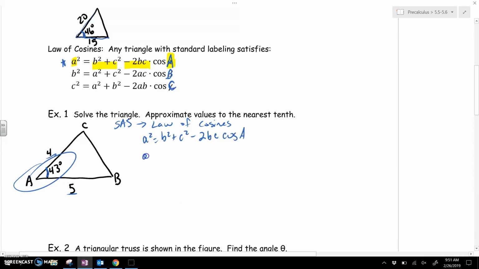Then I substitute what I know. A squared equals, so this is angle B, so this is side b, which would be 4 squared, plus this is angle C, so this is side c, 5 squared, minus 2 times 4 times 5 times cosine of angle A, which is 45 degrees. And make sure your calculator is in degree mode. And then we will just solve both sides. I can type that in one shot. And so I get a.